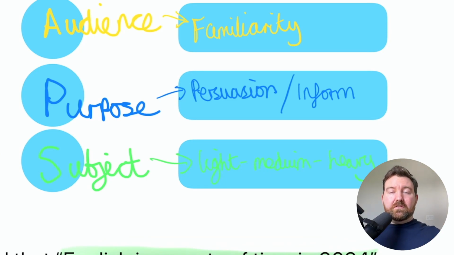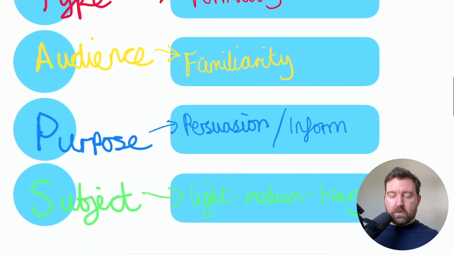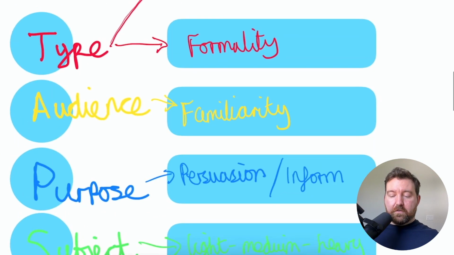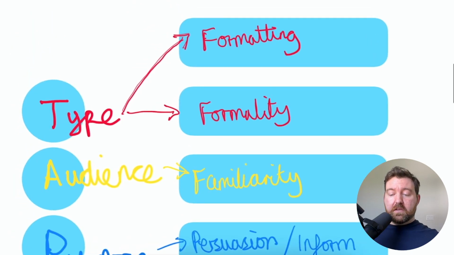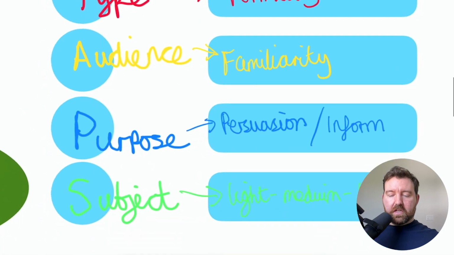Medium is going to be most of them. And then serious, or heavy, would be something that is more to do with life, death, subjects that are more sensitive, that have deeper weight to them. And that, again, of course, will affect how you persuade or inform, how familiar you are and how you speak to your audience, how formal you are with them or serious you are with them. And then it doesn't really affect the formatting, but you get the idea.